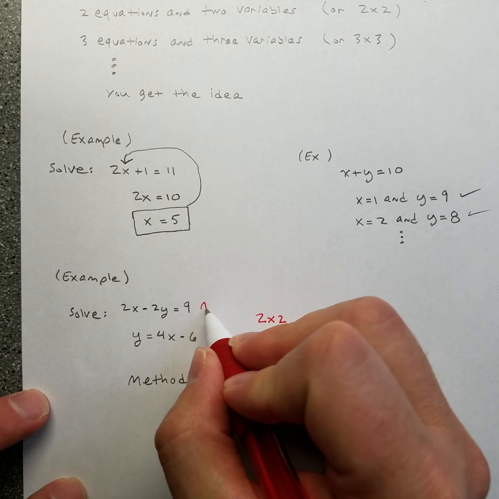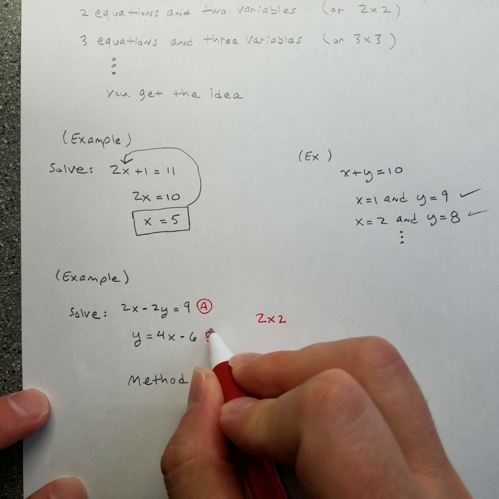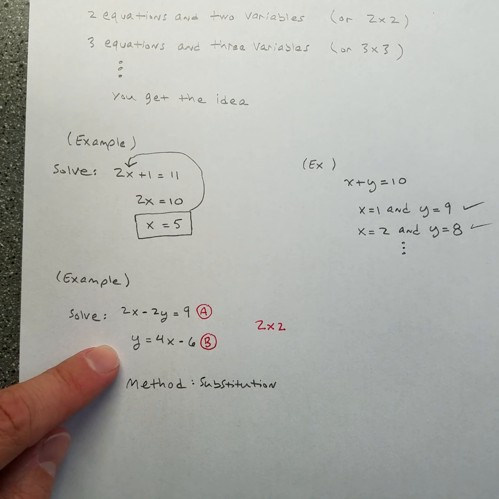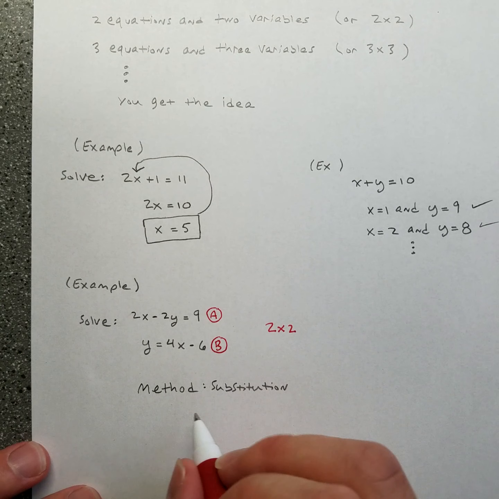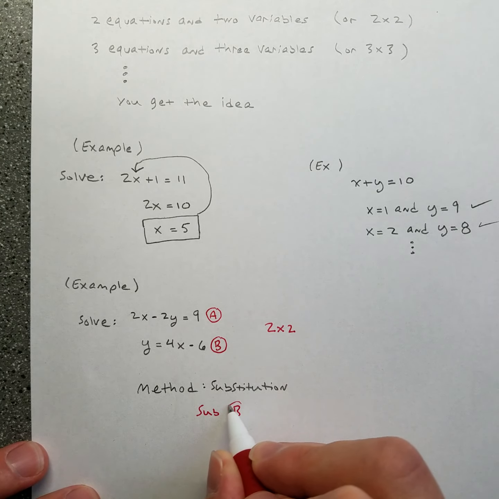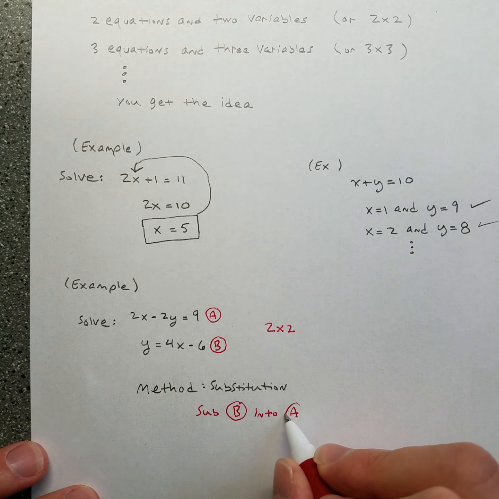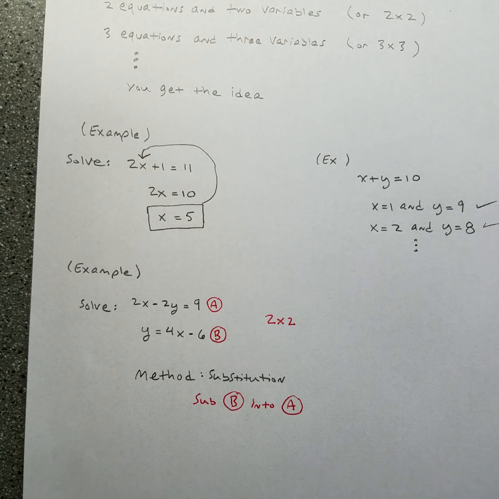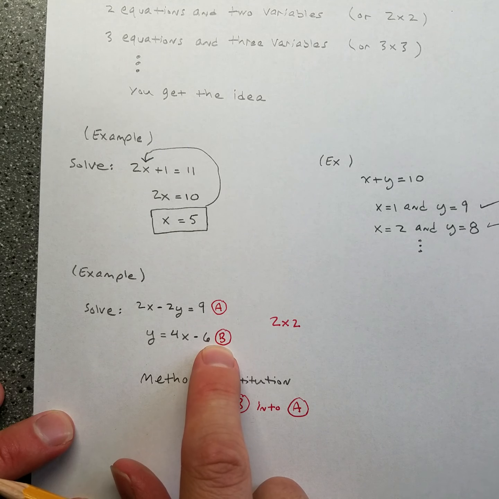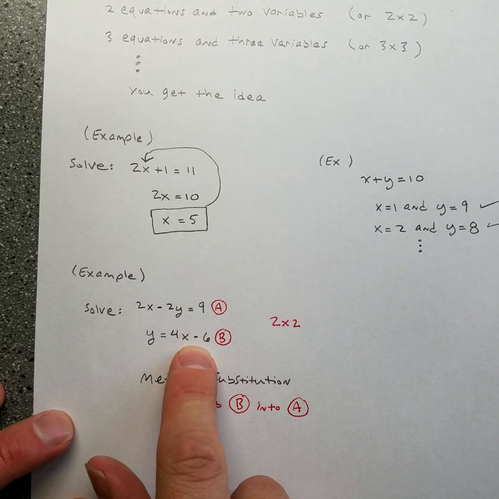Here's the way I do it. For the sake of keeping track of my work, I'll say that's equation A, that's equation B. And my method of substitution will be to substitute equation B into equation A. All right, that's my plan. Do you see how you could do that? What's equation B say? It says y is the same thing as 4x minus 6.